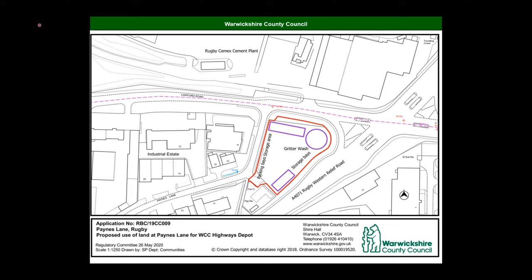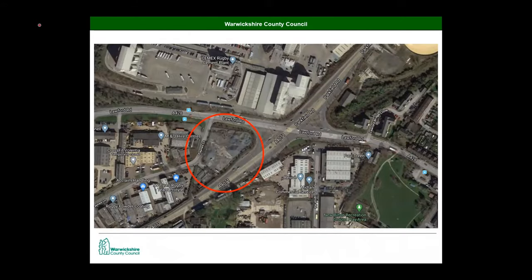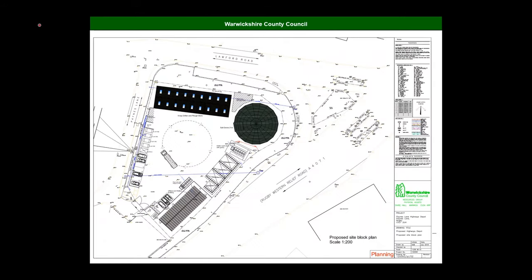The proposal is for the erection of a gritter vehicle store, which is this building here. There's a salt dome proposed and also an office building and some parking areas and storage to the side. This is the image from Google showing the location to the south of the Cemex plant. As I say, there would be parking to the side here and also in front of the office building. There are storage bays proposed to each side and also a wash facility for the gritter vehicles.